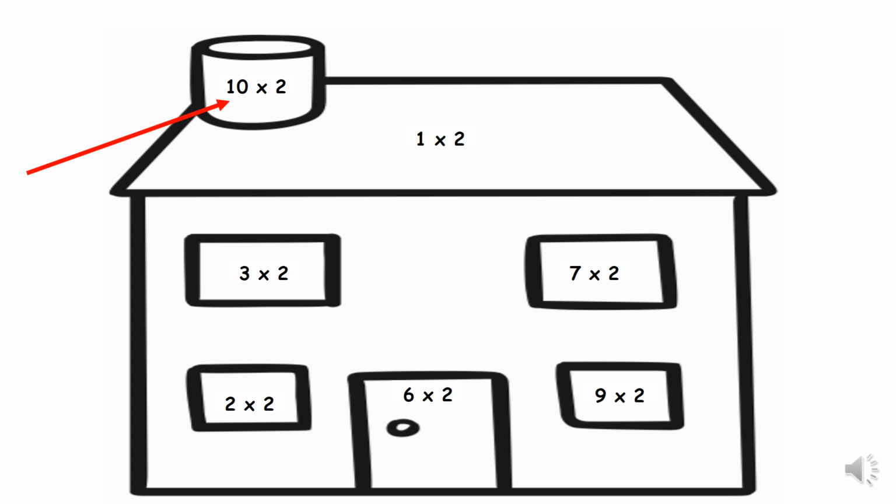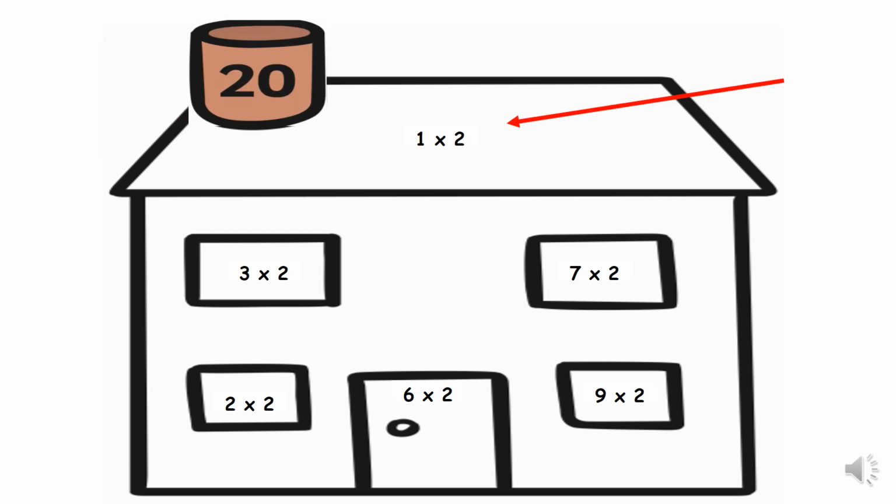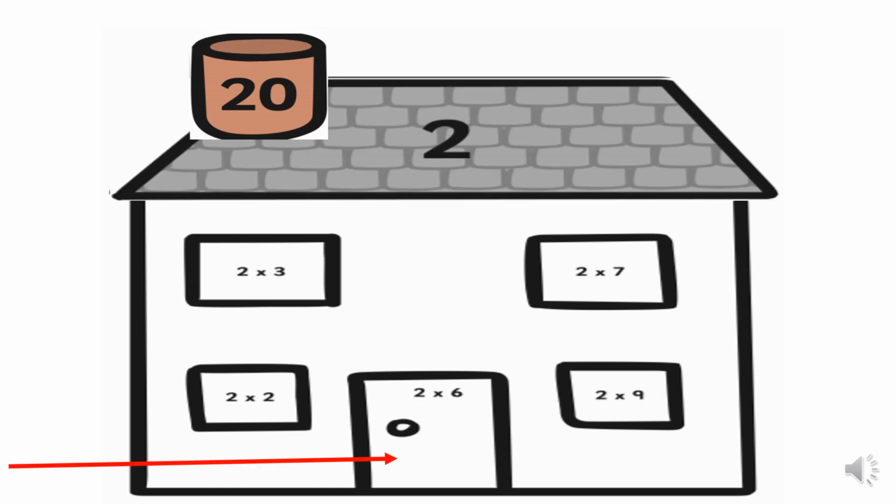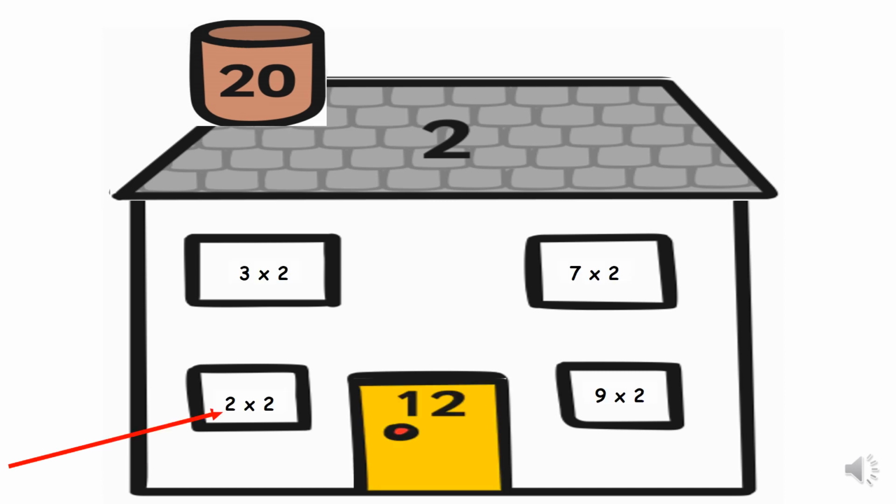The first one is the chimney. 10 times 2, what is it? Fabulous, it's 20. Next one, 1 times 2. 2. Good. Remember, whenever we times by 1, the answer will stay the same as the original number. Right, 2 times 6. 12. Fantastic. 2 times 2.